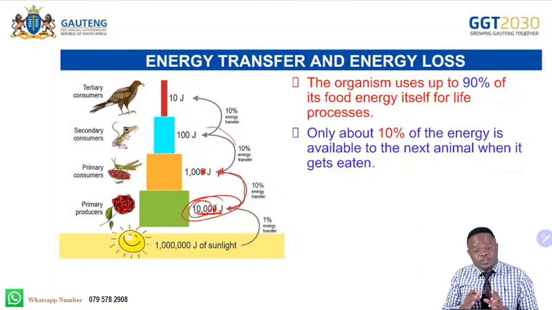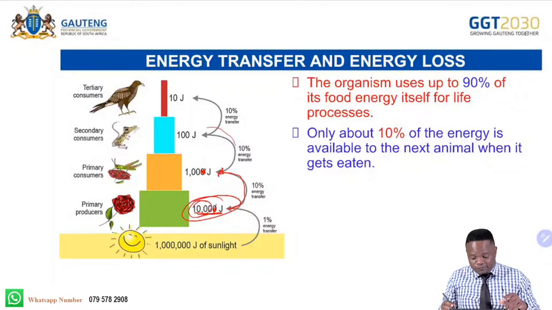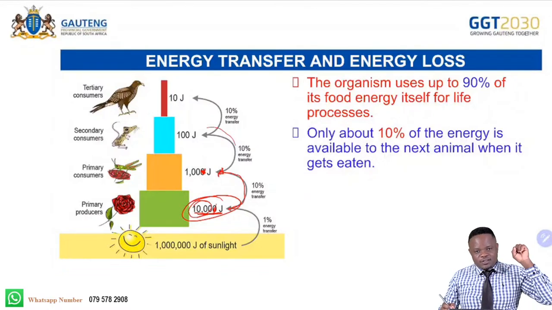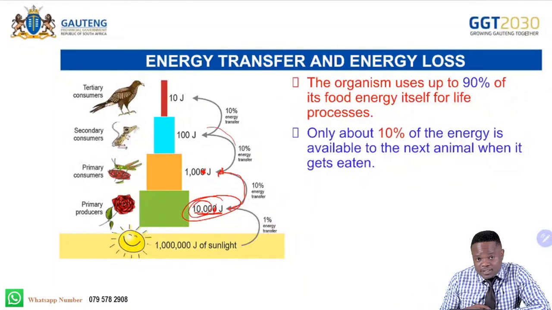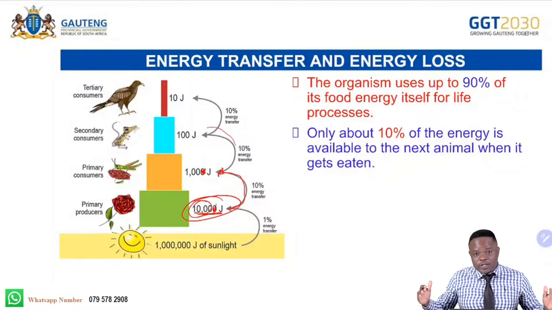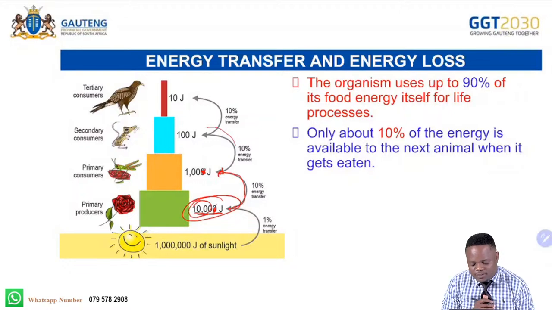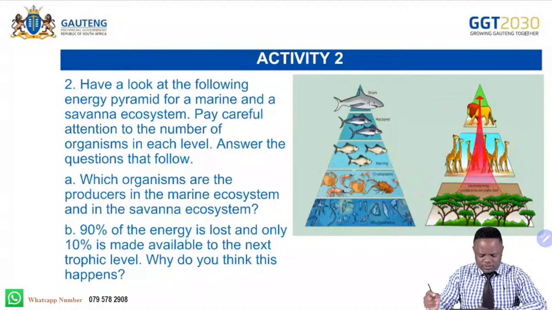Then 10% of 100 goes to the next level. I hope you can see what is happening. So we're saying there is energy loss at each trophic level. Only 10% of the energy that is consumed is taken to the next trophic level. Is that making sense? I hope indeed it is. And hence the reason why we have our energy pyramid. Very interesting topics that we are looking at.